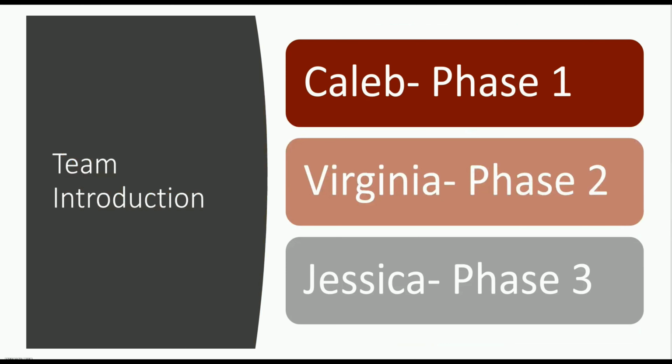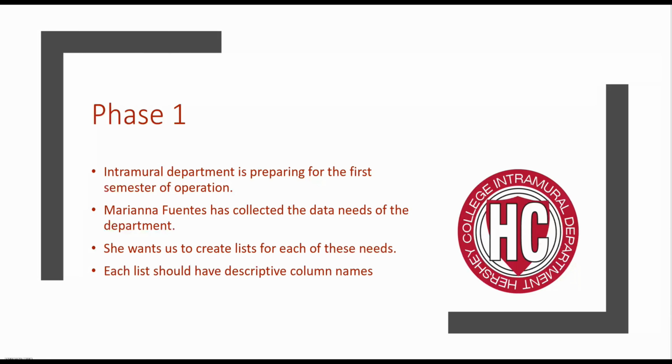In Phase 1 of the project, the intramural department is preparing for the first semester of operation, and Mariana Fuentes has collected the data needs of the entire department. She wants us to create lists for each of these needs, and each list should have a descriptive column name. The first part of Phase 1 wanted us to make a table with the contact information for each student.